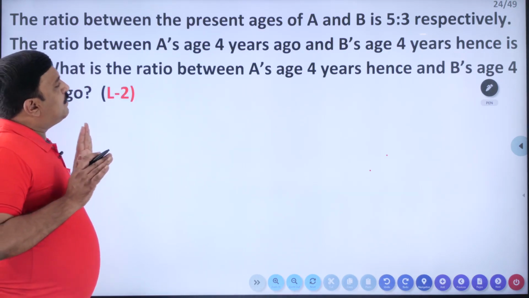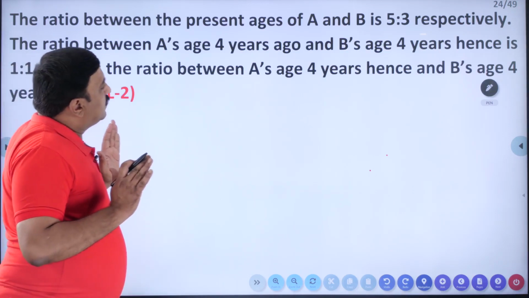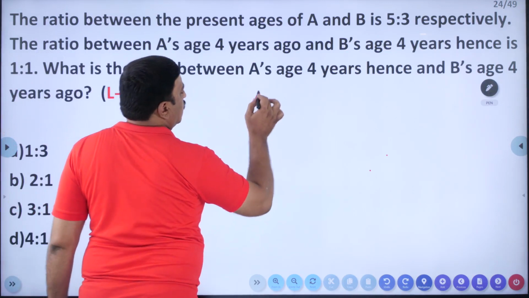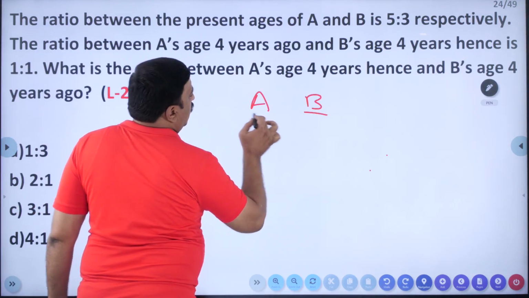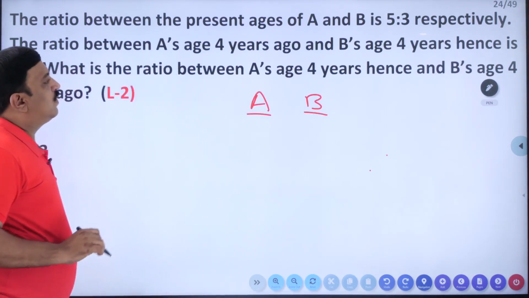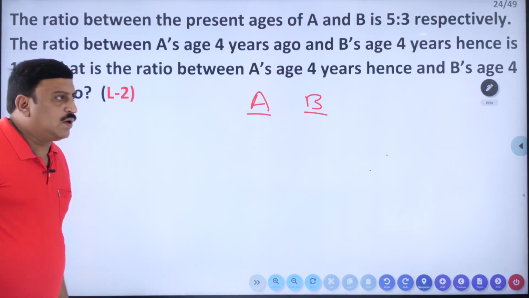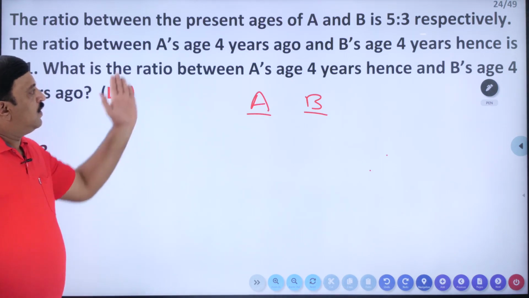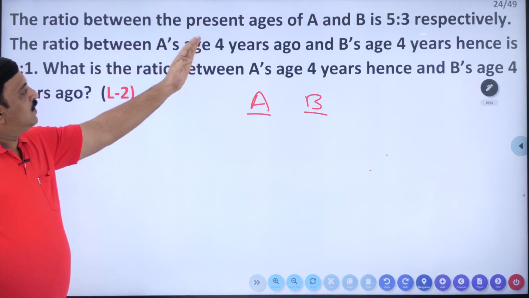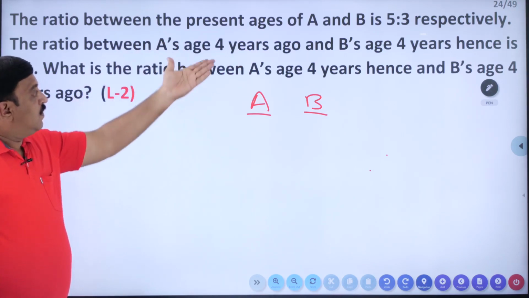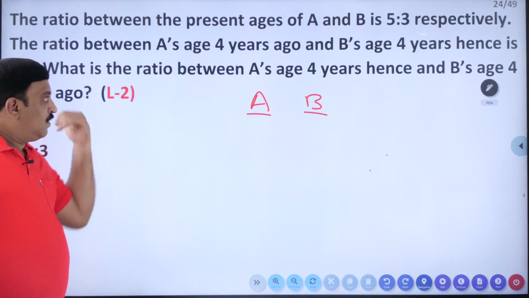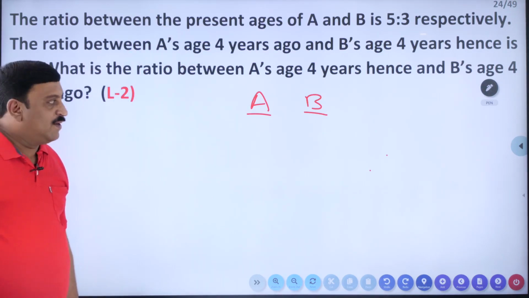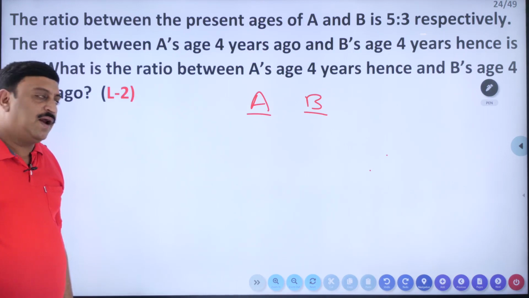But some common thing is there in this one, regarding A and B. Whether it is present, or you are going to the past or the future, wherever it is, after 4 years for A and B says 4 years hence, this is 4 years ago. Here 4 years back, 4 years after, like that, right? Everything is regarding 4 only. Some commonality is there, right?